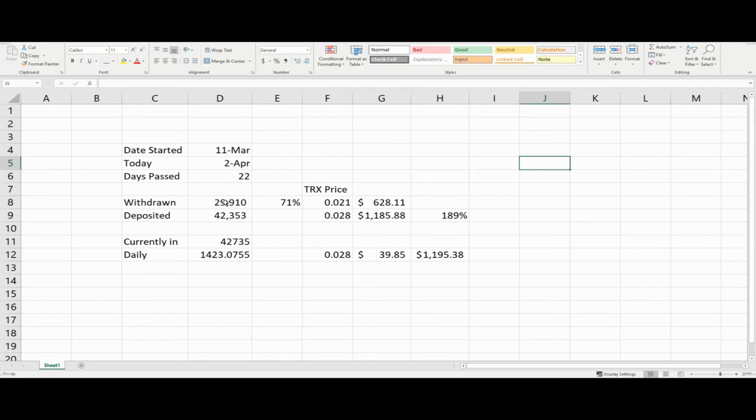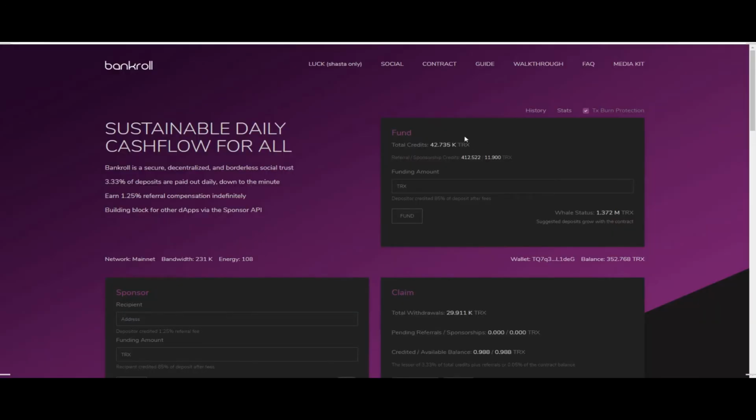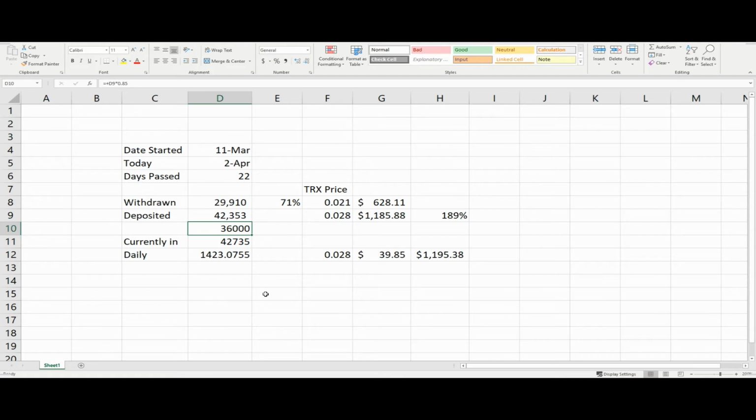So look, this is my logic. I started on March 11th. Today is April 2nd. So that's 22 days, okay? Only 22 days. I deposited 42,353 Tron. Remember, they take 15% from you. So that means that I actually had in the contract at that time 36,000 Tron, okay? That's what I had. Why do I have more Tron right now? Because as I said, I've also been rolling. Okay, so let's forget about that number.